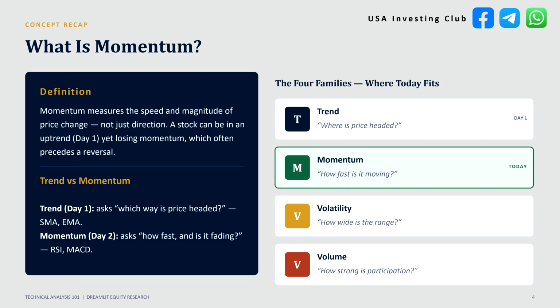Zoom out to the 4 families of technical indicators: trend, momentum, volatility, and volume. And you'll see trend occupied yesterday's slot. Momentum is today's, and volatility and volume are still ahead of us on days 3 and 5. Keeping these 4 questions distinct in your head is what prevents indicator overload later in this course.